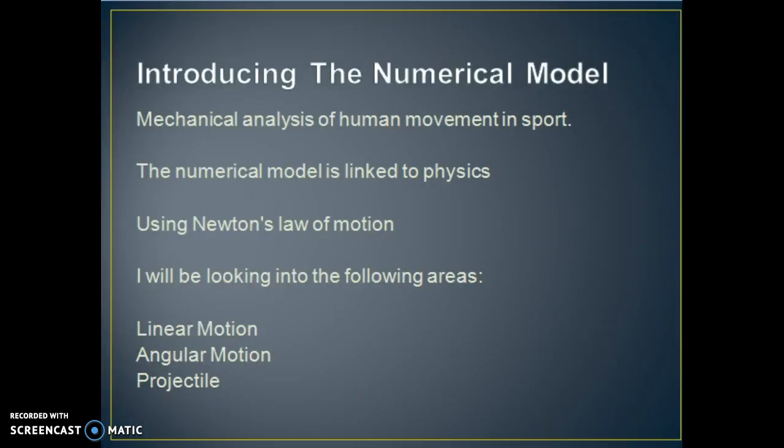Introducing the numerical model. The numerical model has three different areas: linear motion, angular motion, and projectile. I will be concentrating on linear motion. It's basically a mechanical analysis of human movement in sport, and we'll be focusing mainly on basketball. The numerical model is linked to physics using Newton's three laws of motion.